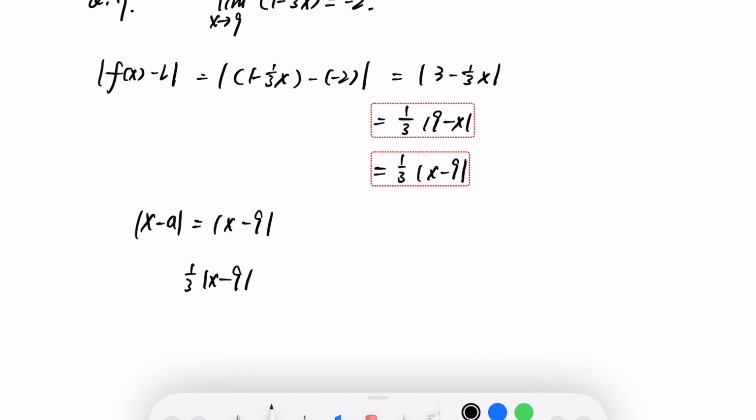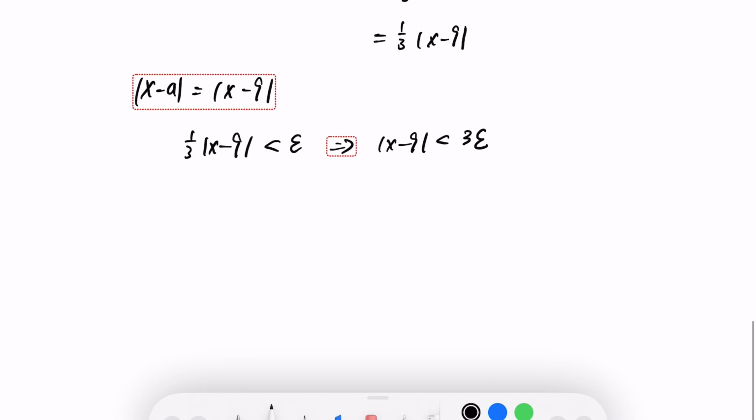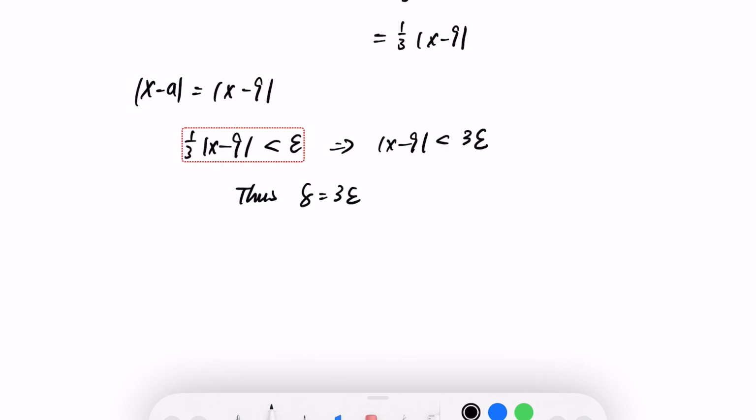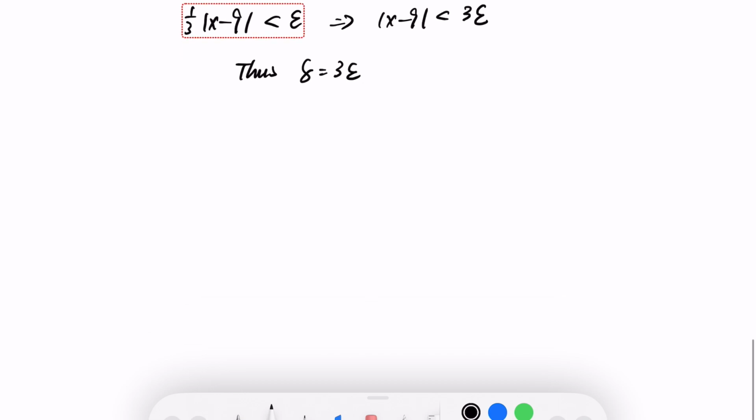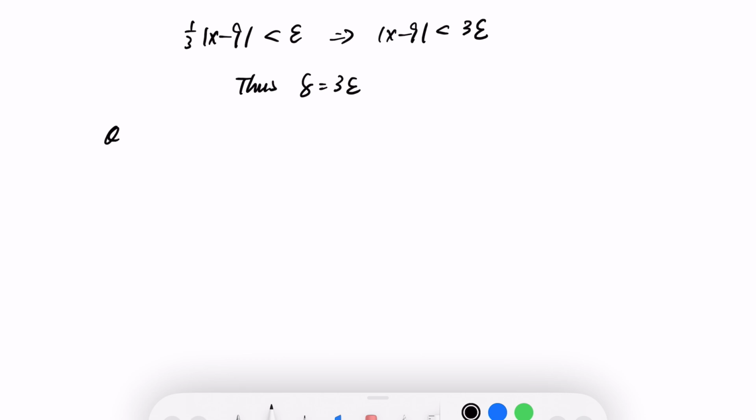So here we have a multiple of 1/3. Hence, we want 1/3 times the absolute value of x minus 9 to be less than epsilon, which is equal to the absolute value of x minus 9 being less than 3 times epsilon. Thus, delta equals 3 times epsilon. Isn't all of this amazing? Amazing questions.